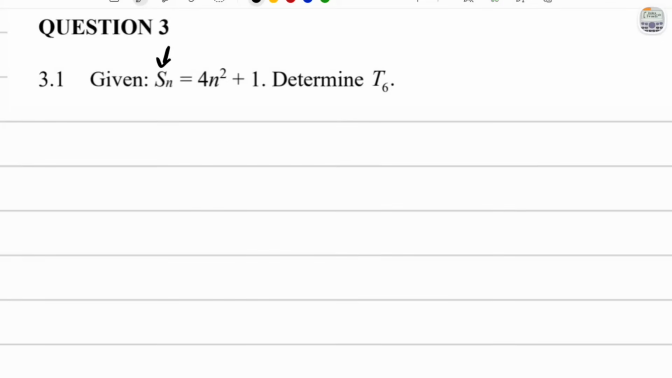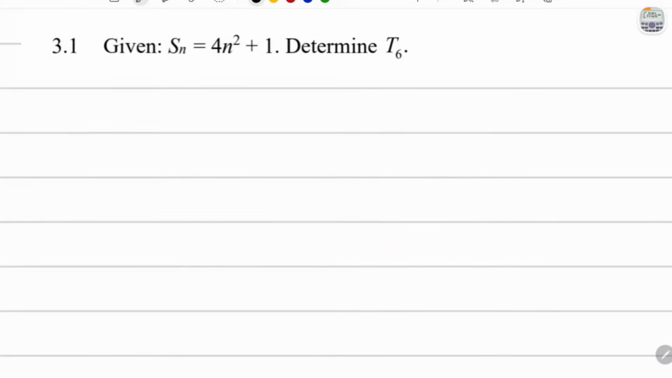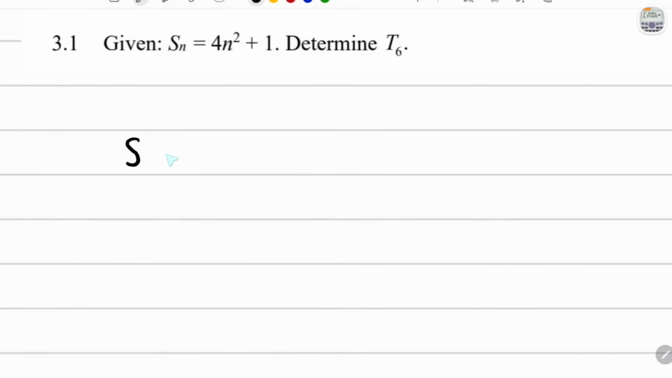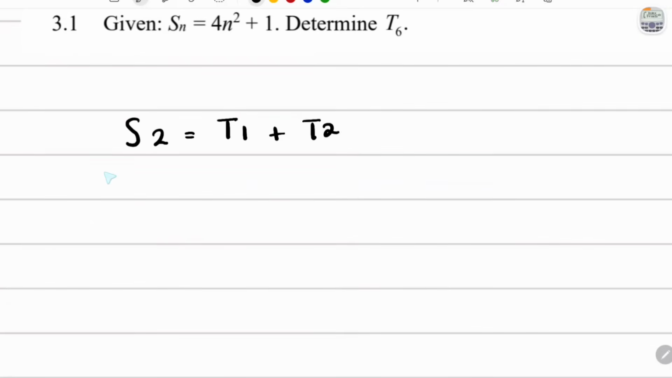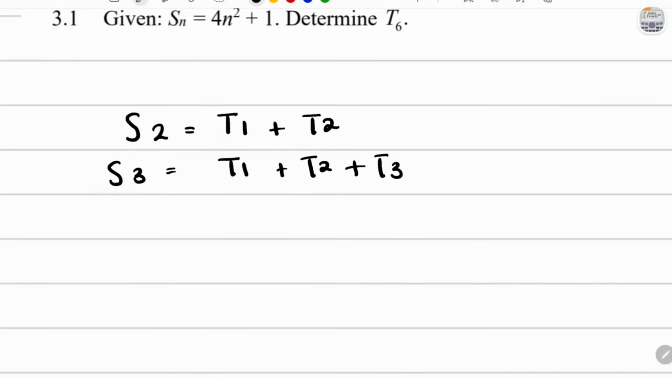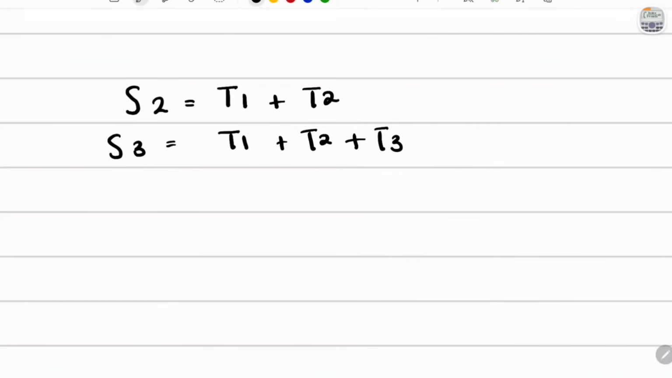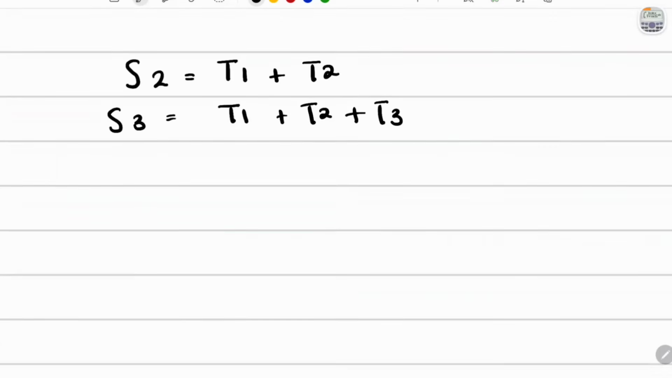So let me give you a quick illustrative example of how this is going to work. If I was referring to the sum of 2 terms, it means I'm speaking about term 1 plus term 2. And if I said the sum of 3 terms, it means I'm speaking about term 1 plus term 2 plus term 3. I can actually use this information to find term 3. Here's how we're going to do that.